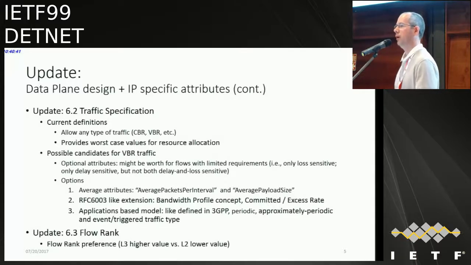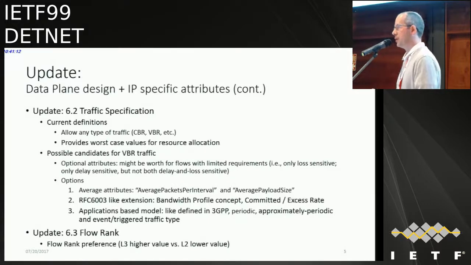Here we have highlighted in the document as notes 3 possible options how to deal with VBR traffic. One is to define average attributes. Another method is going according to RFC 6003 and speaking about bandwidth profile, committed and access rates. And there is also a possible option to have application-based models. This is something, for example, used in 3GPP.